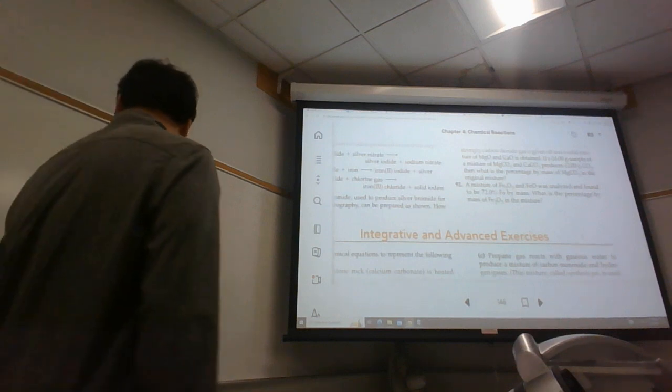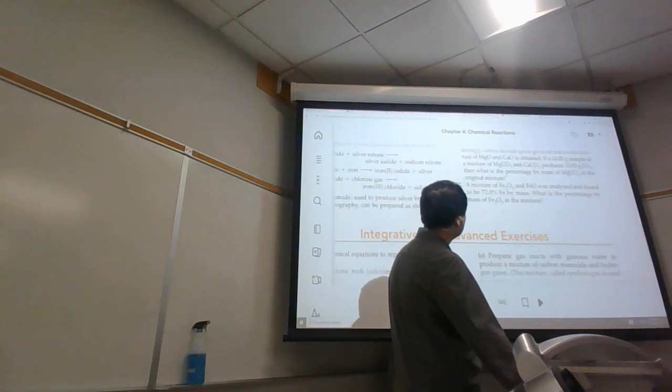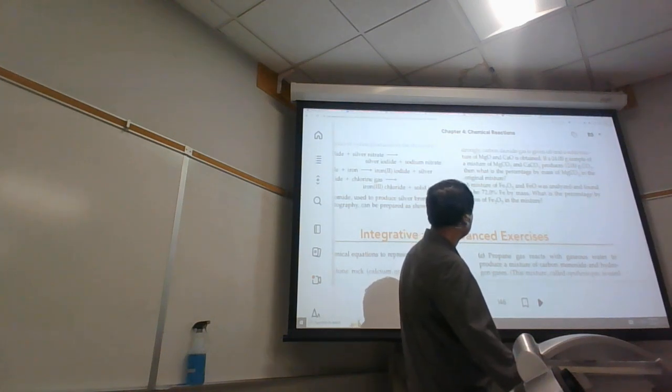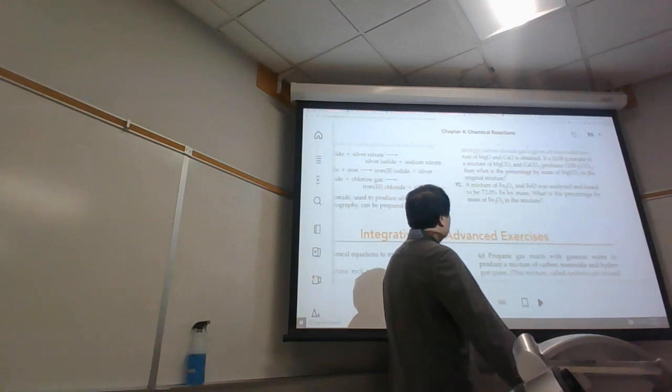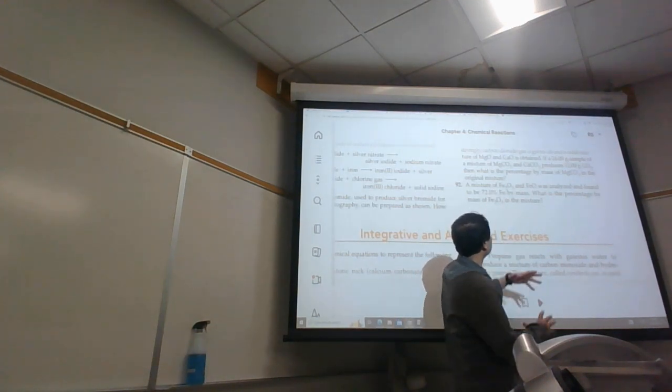Okay, if no questions, then we'll take a look at some of the problems here. 92, a mixture of iron 3 oxide and iron 2 oxide was analyzed and found to be 72.0% iron by mass. So this is a mixture problem. Iron 3 oxide will have some percentage iron, and iron 2 oxide will have another percentage iron.